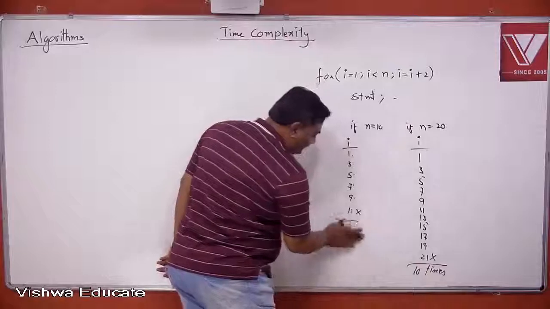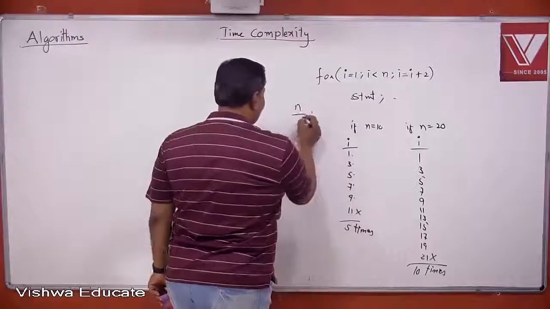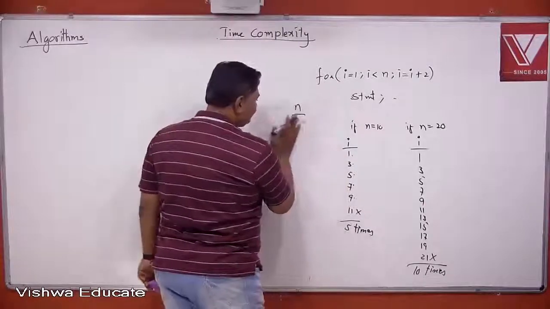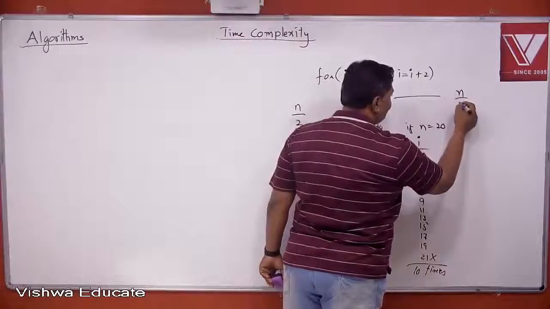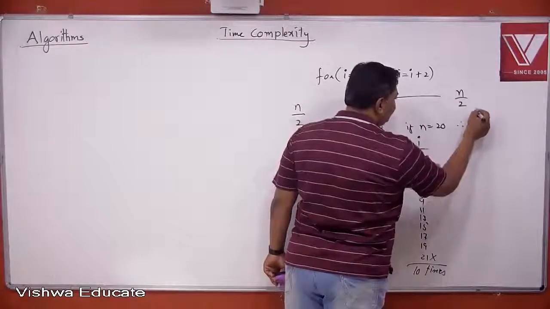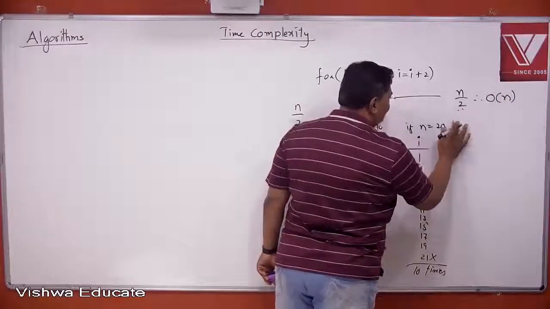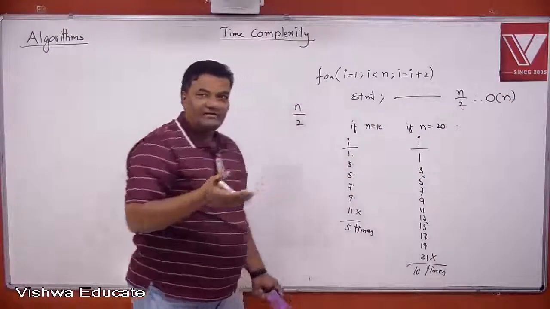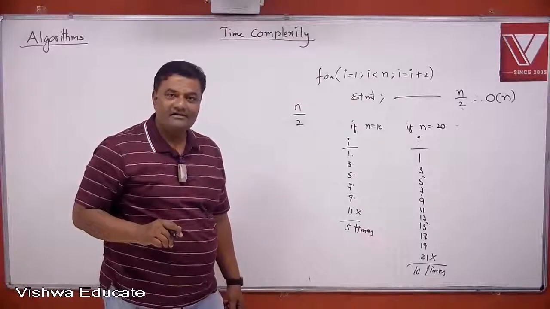It is executing for 10 times. This was 5 times. So for n, it will be how many times? N by 2 times. So this will execute for n by 2 times, and therefore we say it is order of n. Because what is the degree of this polynomial again? N by 2, degree is n only. Isn't it?